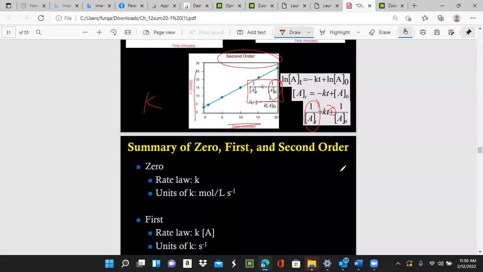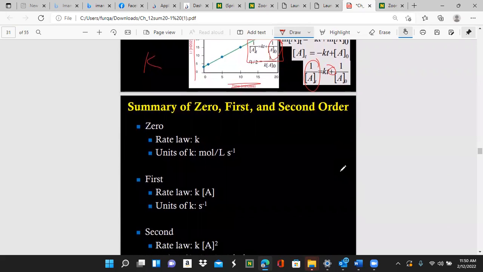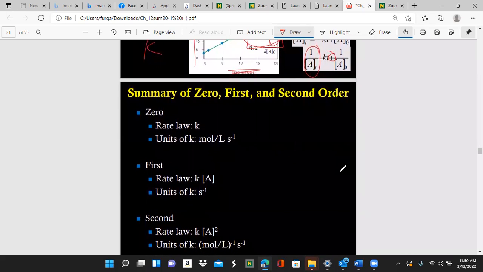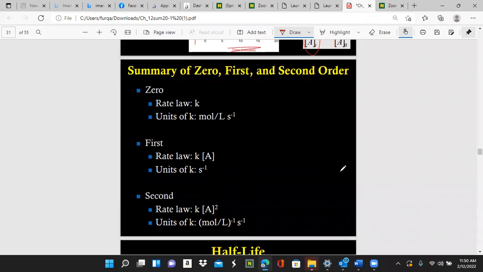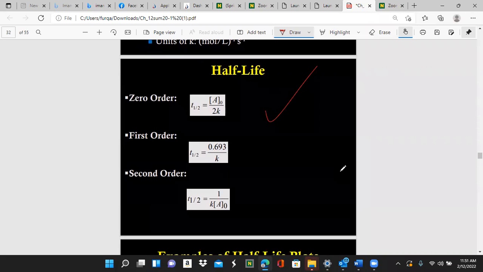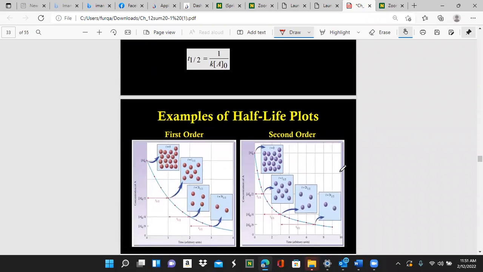Oh, no, the y-intercept. Okay. So the y-intercept and the slope m are given through the equation of the curve fitting from the plot, and then you can do a lot of calculations with that equation after plotting the data. So these are just the summarization for the units. And this is the summarization for the half-lives for all the reactions.